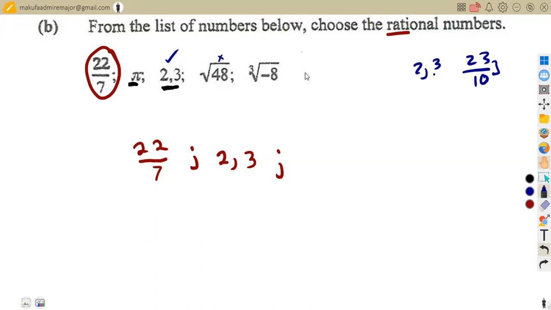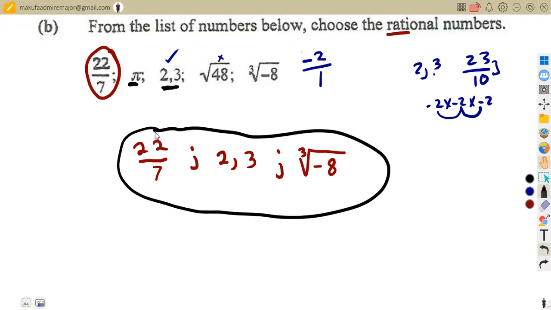The cube root of -8, remember, that's -2. -2 times -2 times -2 gives us -8. -2 times -2, that's 4. 4 times -2, that's -8. So meaning to say, we can take this, because the cube root of -8 is -2, and -2 can be expressed as a fraction of two integers, -2 and 1. These are integers. So meaning to say, this is also part of our rational numbers, in this case, the cube root of -8. So please, I want you to correct this part. These were the rational numbers that we're supposed to have.